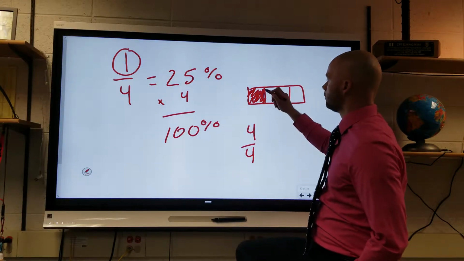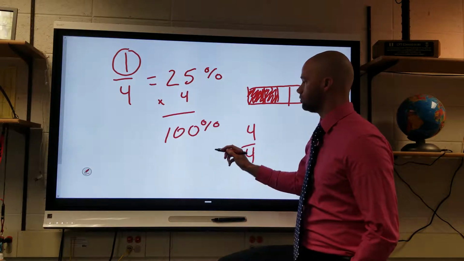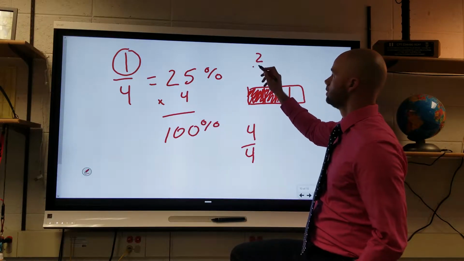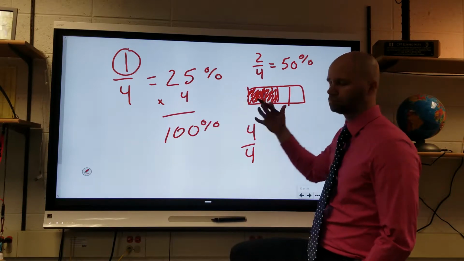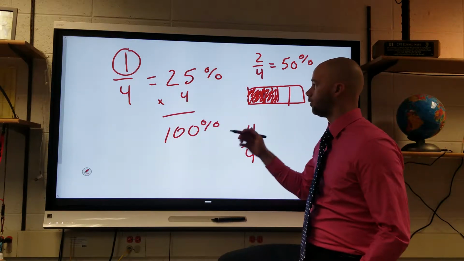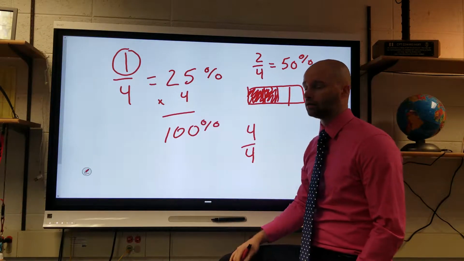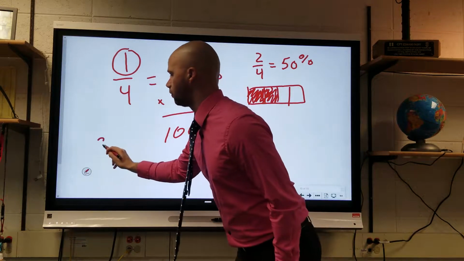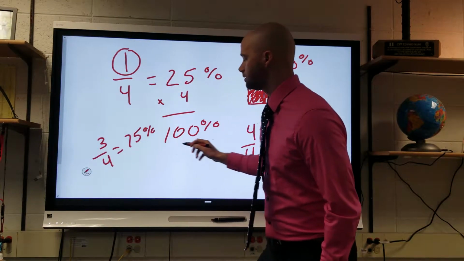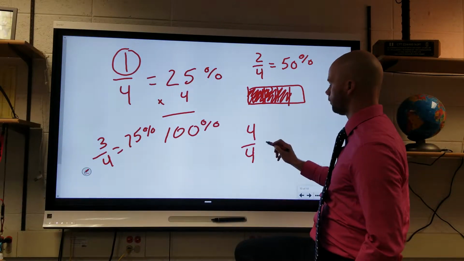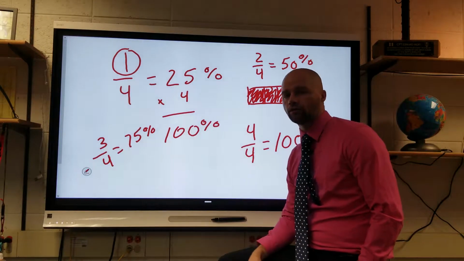If I have 2/4 of something, that would be equal to 50%. So 2/4 would be 50% or half of 100, otherwise known as 50 cents of a dollar. And then 3/4 would equal 75% or 75 cents. And then 4/4 would be I have 100% or a full dollar if I have 4 quarters.